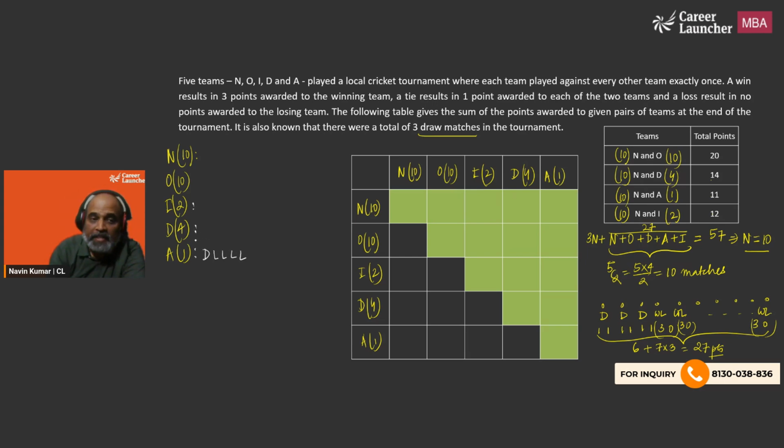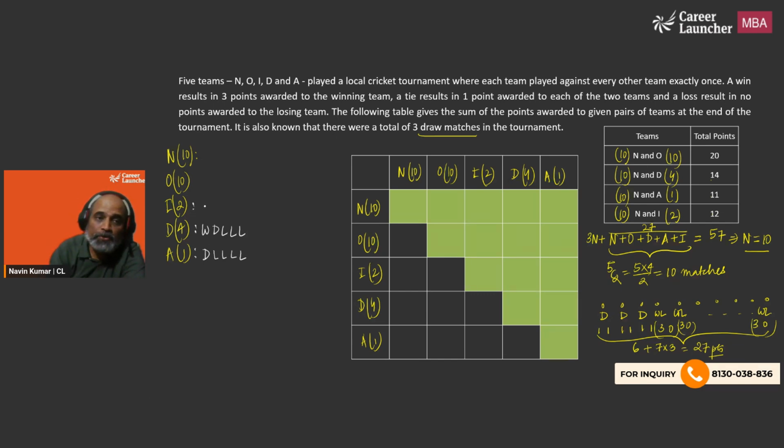Next, if we look at D, D's four can come from one win and a draw. That's 3 plus 1, 4, or maybe four ones. Now, if you're going to have four ones, that means D drew four matches, but it's given that three matches were drawn. So that four will come from one win, one draw. And since there are five matches, there are going to be three losses, right? So that's five matches overall.